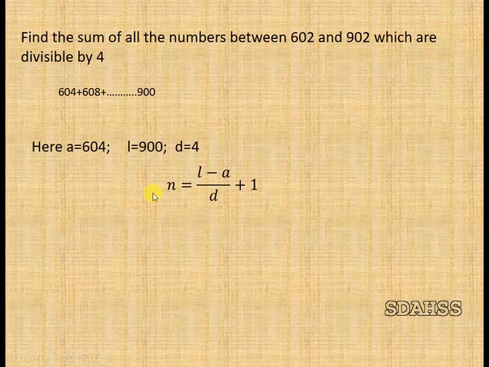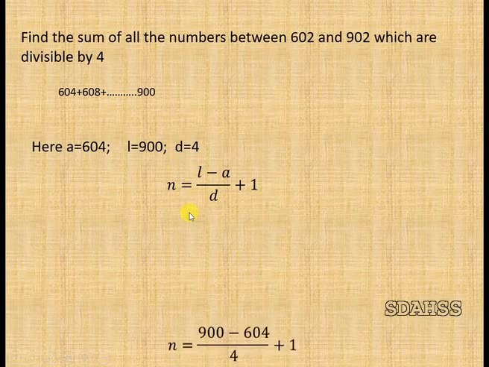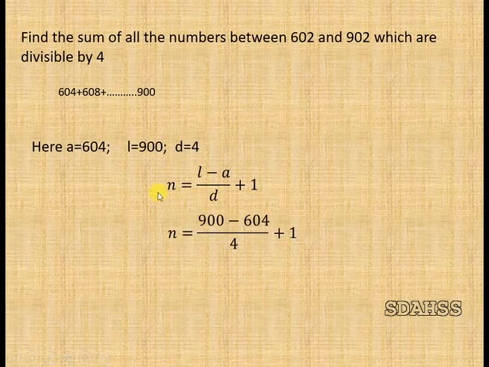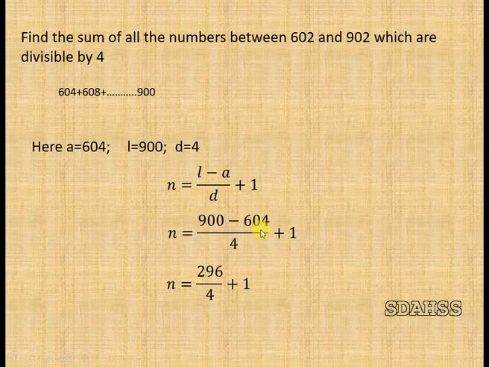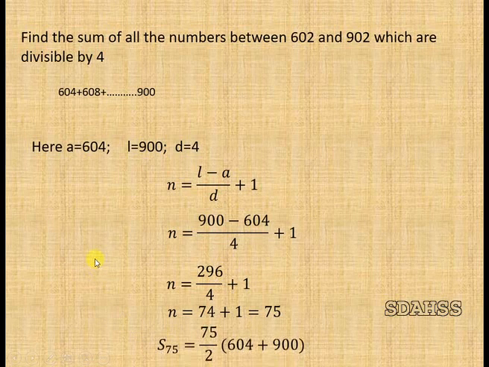Then we want to find the number of terms n. N is equal to L minus A by D plus 1. Substitute all the values. So you have 900 minus 604 divided by 4 plus 1, which is equal to 900 minus 604, 296 divided by 4 plus 1. Cancel the numerator and denominator by 4 tables. So you have 74 plus 1, 75. Then we want to find the sum. The formula to find the sum is Sn is equal to n by 2 into a plus l.